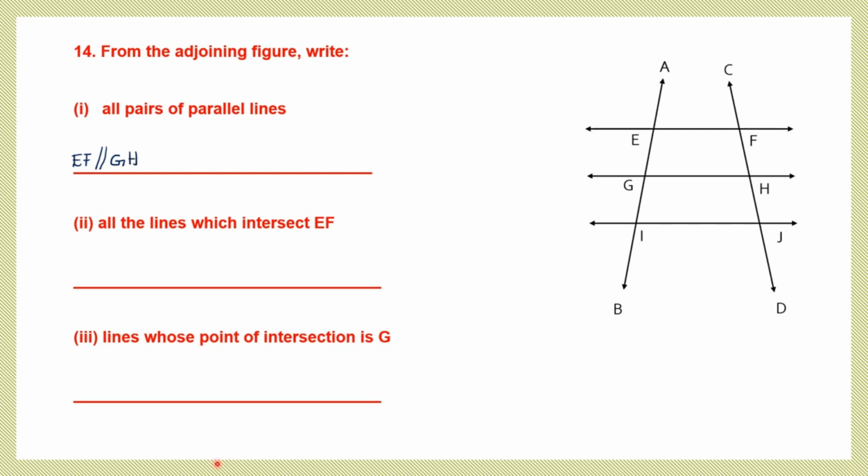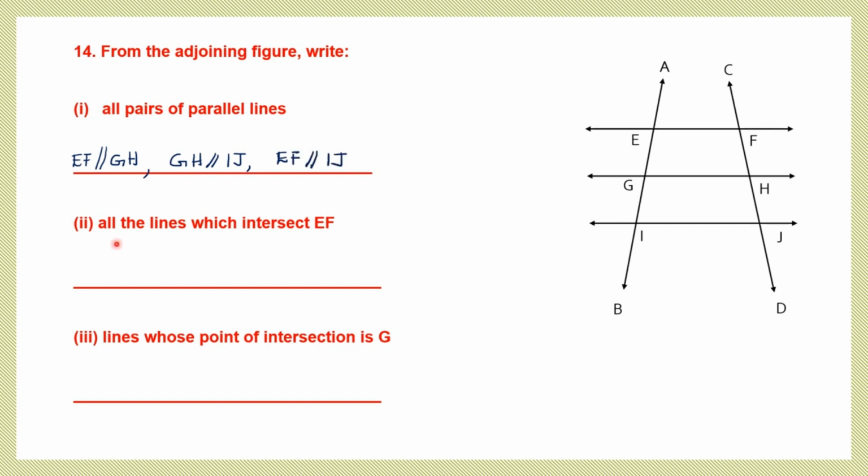Now let's see the next one. Now we can see GH is parallel to IJ. So let's write that. So this is one set. Now GH is parallel to IJ. Now if you look carefully, EF is also parallel to IJ. Okay, so we can write that also. EF is parallel to IJ. So we have 3 pairs of parallel lines here.